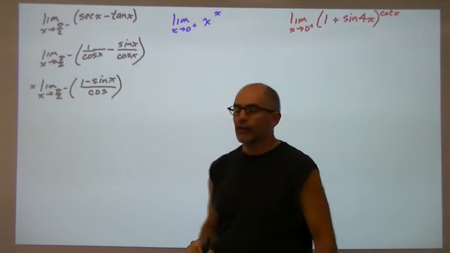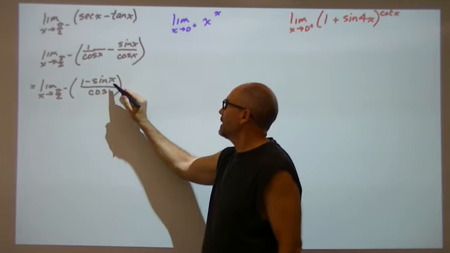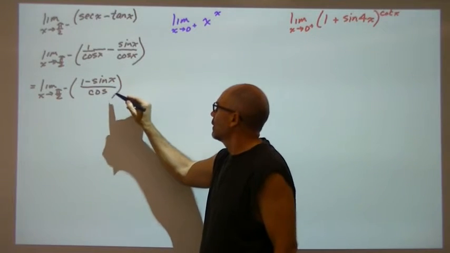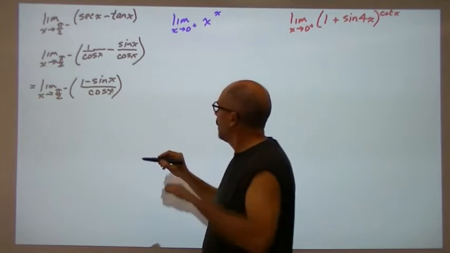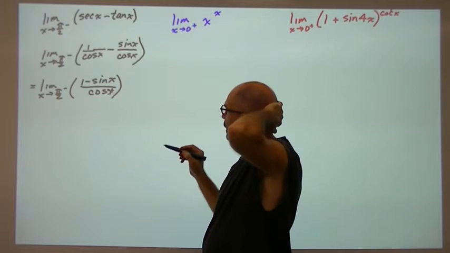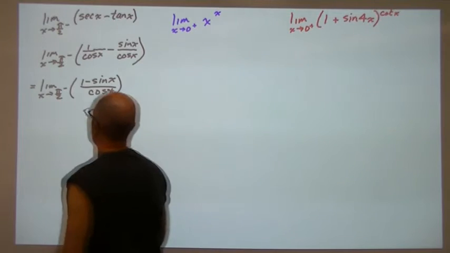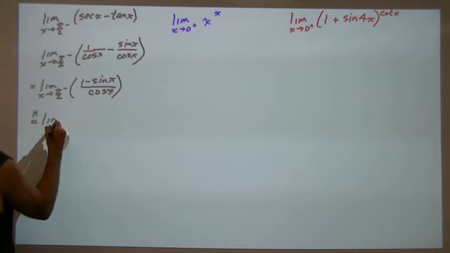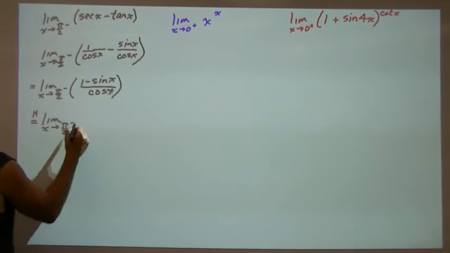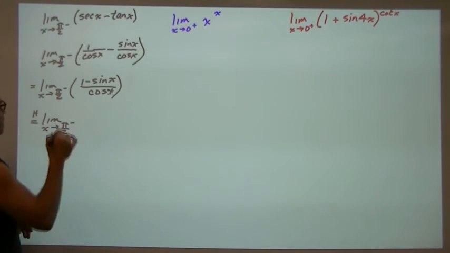Now, as I let x approach pi over 2 from the left, I have 1 minus 1 over 0. So 0 over 0. So I can now use L'Hopital. So L'Hopital in it, remember, always keep the limit statement in every step until you evaluate the limit.